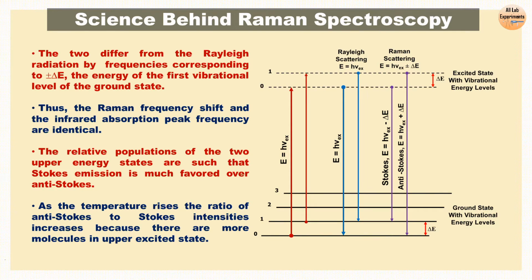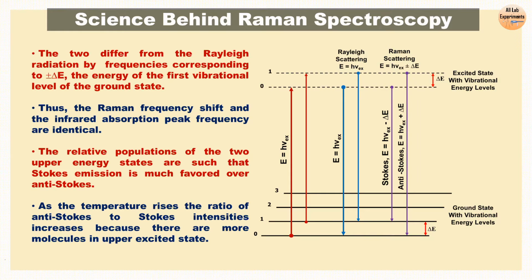This is the reason that the Stokes emission is much favored over anti-Stokes. But both Stokes and anti-Stokes carry the same information. The intensity of Stokes emission is higher, that's why we prefer Stokes radiation. Their relative intensity also changes with temperature, because according to the Maxwell-Boltzmann distribution, as temperature increases, the distribution of these electrons in the energy levels also changes. So according to that, the relative intensity of Stokes and anti-Stokes also varies. So that is a considerable fact.